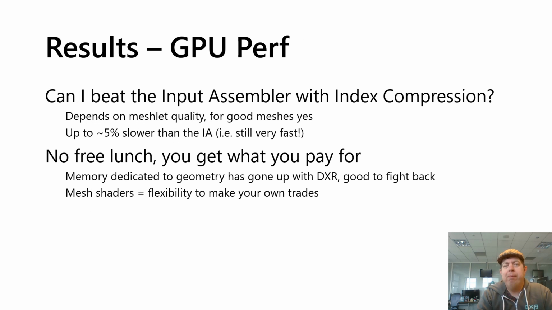In terms of GPU performance, you're obviously spending vector arithmetic, integer arithmetic to unpack these things. There's some shifts and ands and that kind of thing in there. So it's fairly trivial stuff, but there's a cost. Even with index compression, I could still beat the input assembler for the best meshes. For some other meshes that didn't build out quite so well, it ended up about 5% slower than the input assembler.